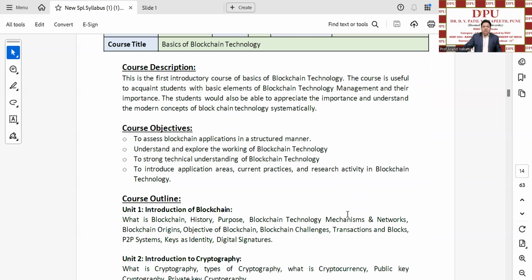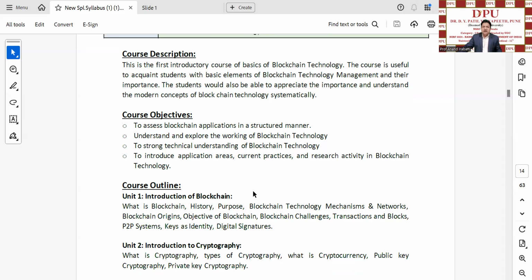Now we'll come to the course outline. We have understood the course description. We have understood the course objectives. Now it's time to understand what are the chapters of this course.